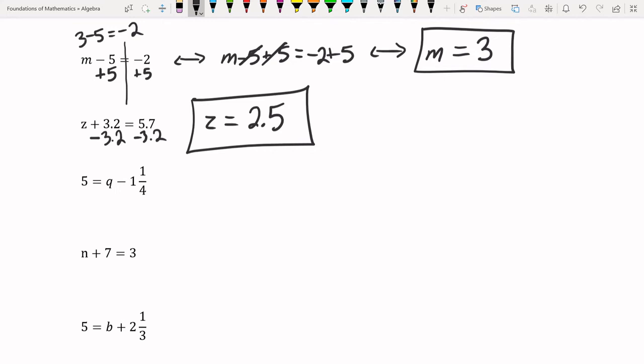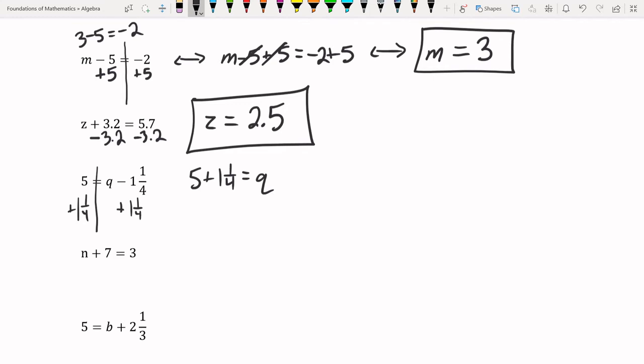The next one, we want to get q by itself. So in this case, we're working on the right-hand side. We still solve this the same way, right? There's the equal sign. We're going to add 1 1/4 to both sides. So now we get 5 plus 1 1/4 equals q.